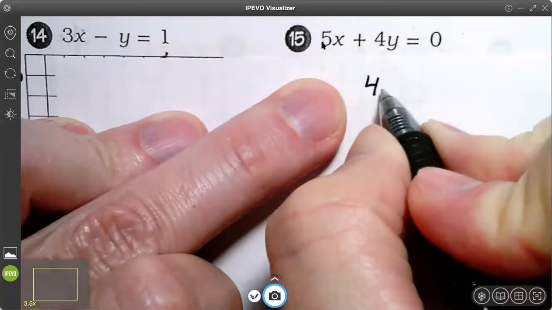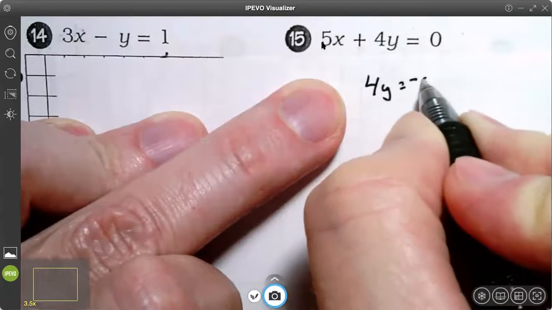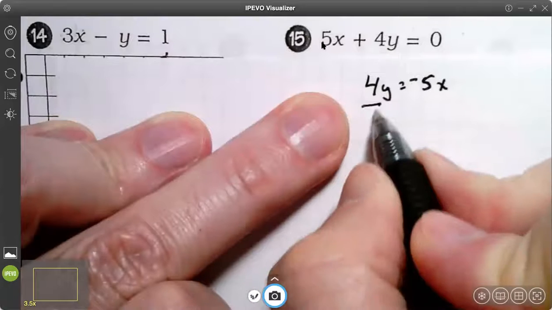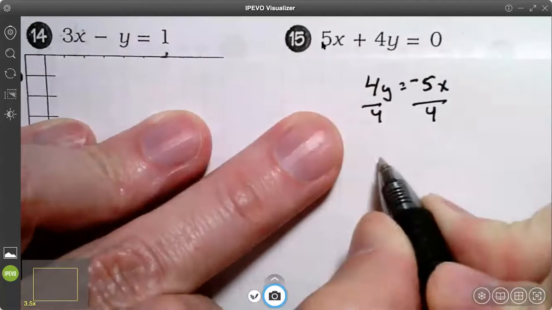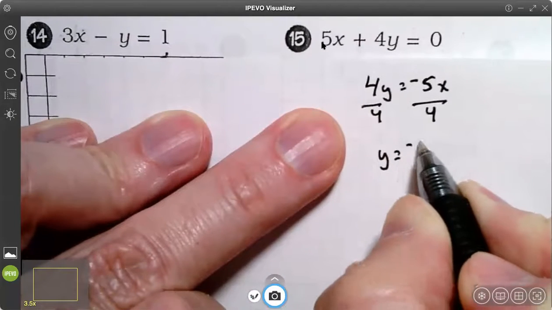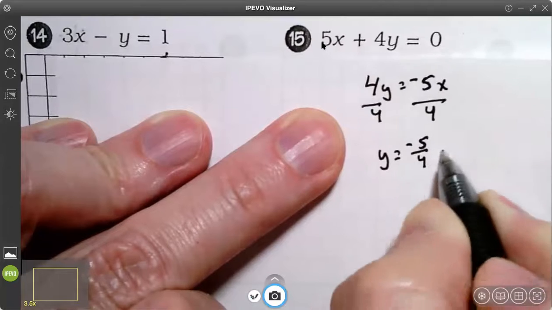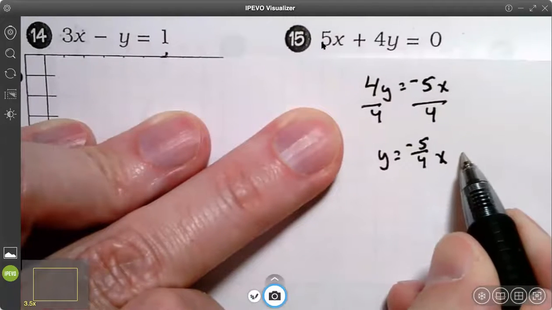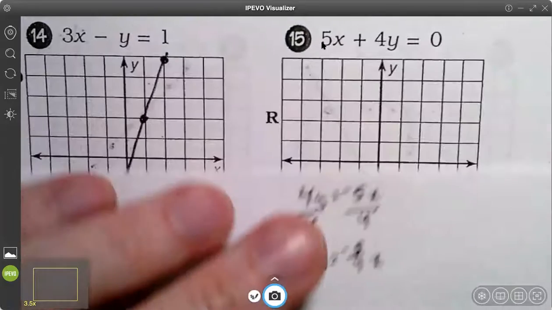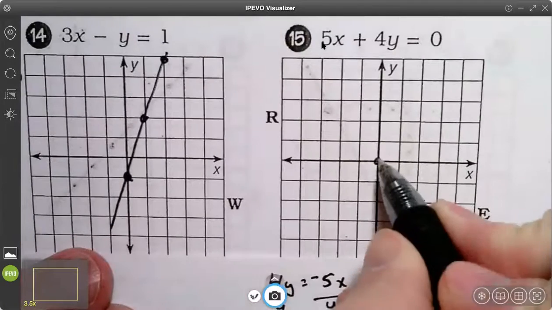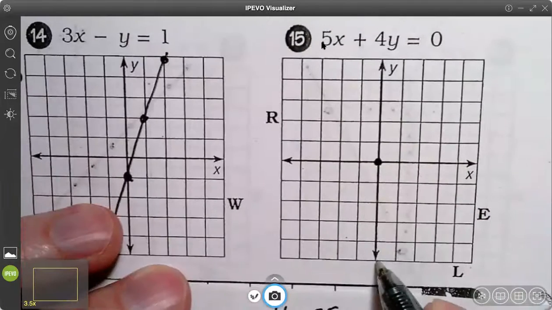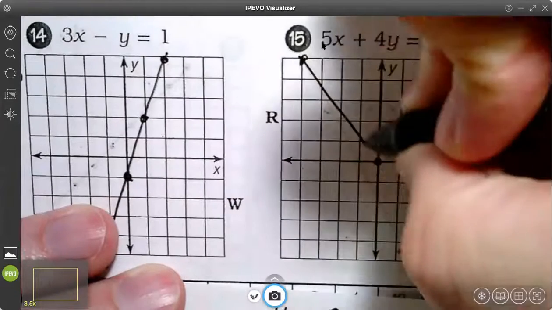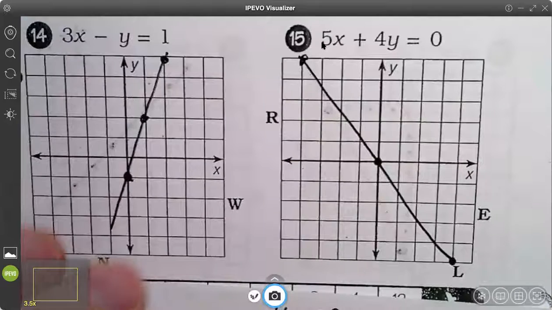First step, subtract 5x from both sides, or just move it over and change the sign. I don't have to write plus 0. That's understood. To get rid of times 4, I divide by 4. And my equation is y equals negative 5/4 x. So my y-intercept is understood to be 0, and my slope is negative 5 over 4, or positive 5 over negative 4. So my line looks like that.